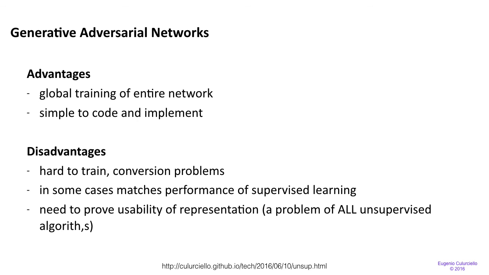It's also fairly simple to code and implement this whole GAN, generative adversarial network, and we provided some examples here in Torch. It's very simple code, but it has the disadvantage that it's hard to train. There are some convergence problems, obviously, because at the beginning the generator is generating garbage out of random noise, and it needs to figure out that it needs to generate something similar to the input. So as you can think, it's not an easy task.